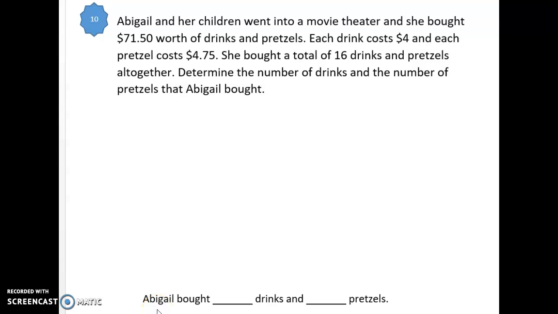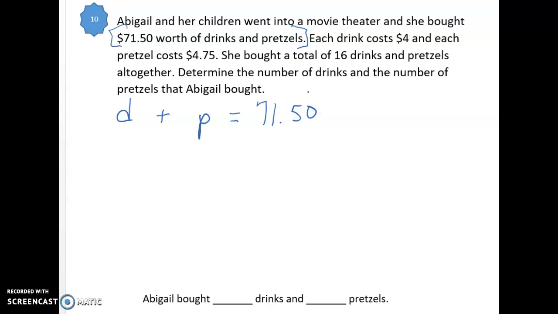Let's look at another example. All right, in this problem, Abigail and her children went into a movie theater and she bought $71.50 worth of drinks and pretzels. So, spending on drinks and pretzels together makes $71.50. I can look at that piece of my writing and turn that into an equation. I know that D represents drinks and P represents pretzels to equal a total of $71.50.